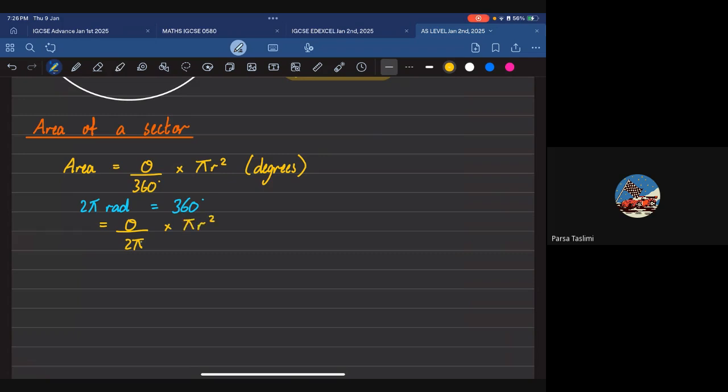So the pi's again cancel out. This time only the pi's will cancel out, not 2 pi. And your final answer is going to look like theta r squared over 2. So it's going to be 1 over 2 r squared theta.